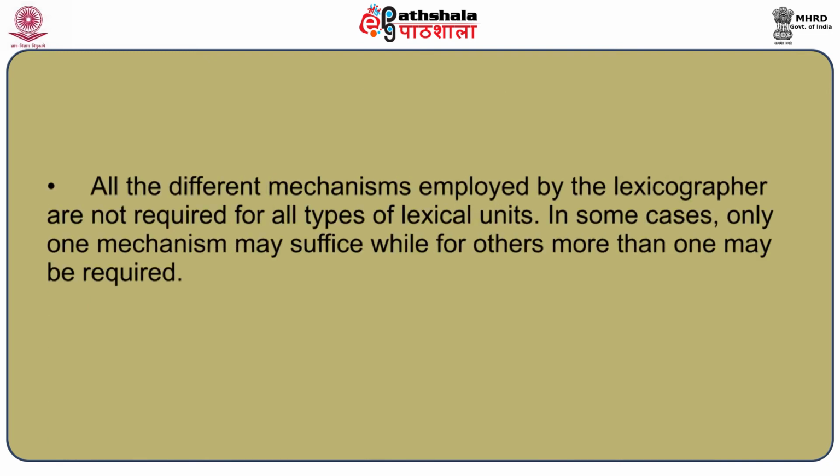All the different mechanisms employed by the lexicographer are not required for all types of lexical units. In some cases, only one mechanism may suffice, while for others, more than one may be required. For example, for a technical term, there may not be any necessity of giving an illustrative example. But for a polysemous word like run, there is a need of giving as many illustrations as the number of meanings or sub-meanings.